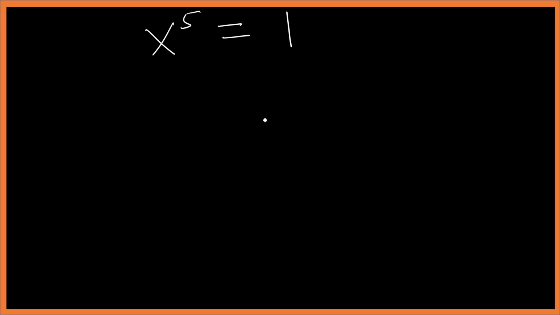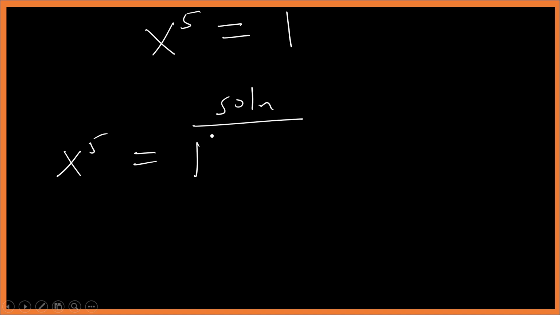Now let's provide all the solutions to this problem. Alright, so we have x raised to 5 equals 1. Solution. Now x to the power 5 equals 1. Everybody knows that by inspection, if I plug in 1, I'll get 1. So by inspection, the first answer for this problem is 1.